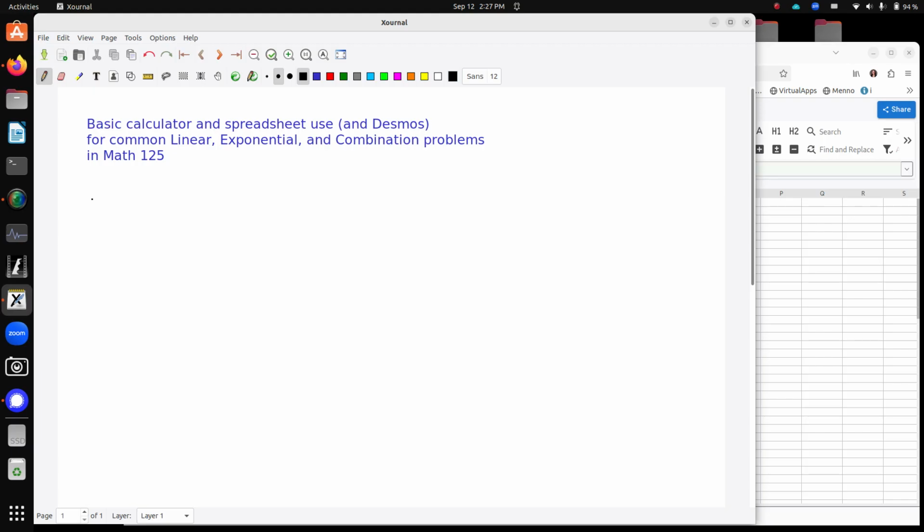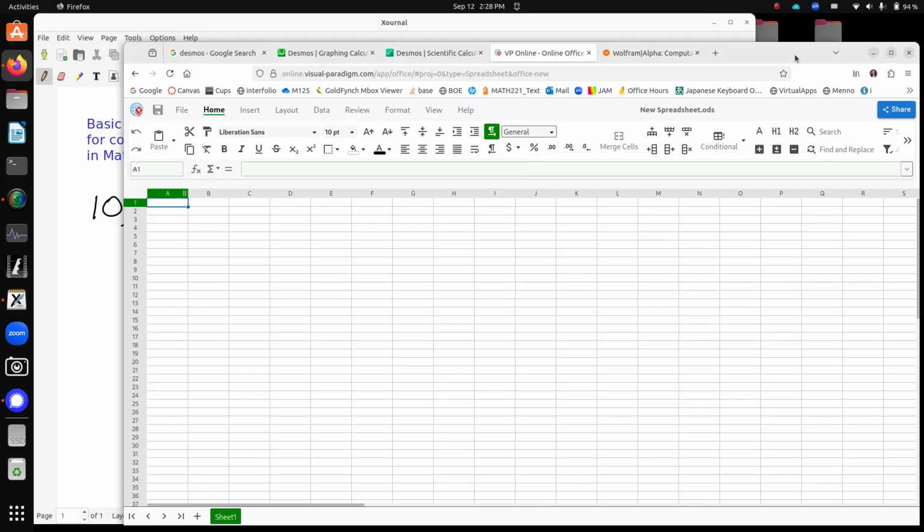For example, a basic linear problem may be something like a word problem where you start with 10 of something and then maybe you increase by 5, keep increasing by 5, keep increasing by 5, and you keep track of it. Let's say you wanted to show your work. Here's how you would do it in a spreadsheet. You'd put a 10 here, and then you would say equals A1 plus 5, and then you would take this cell and drag it down.